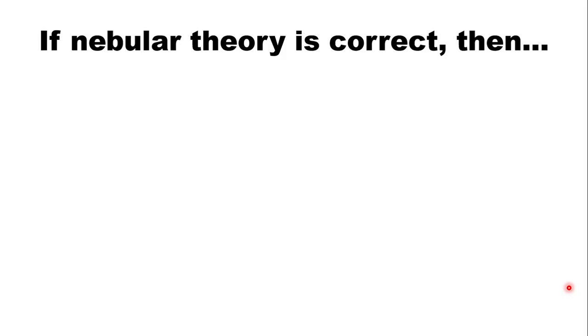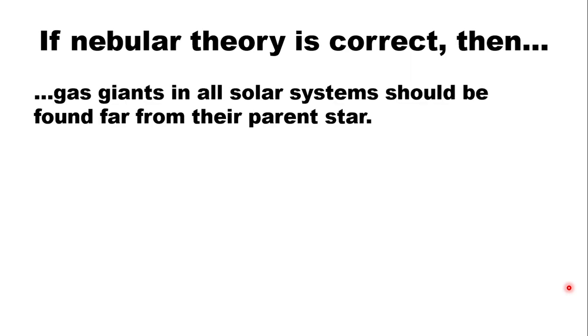So if all that is correct, and it's now a part of nebular theory, then we can make an observable prediction. And the observable prediction is this: if nebular theory is correct, then gas giants in all solar systems should always be found far from their parent star. So in the next video, we'll see whether this prediction was actually observed.